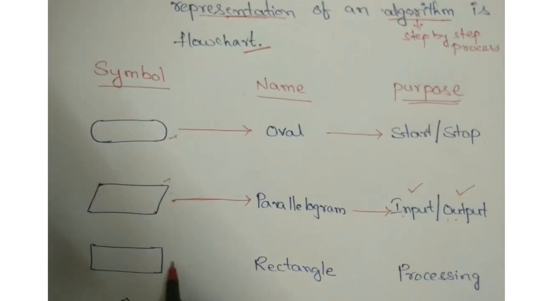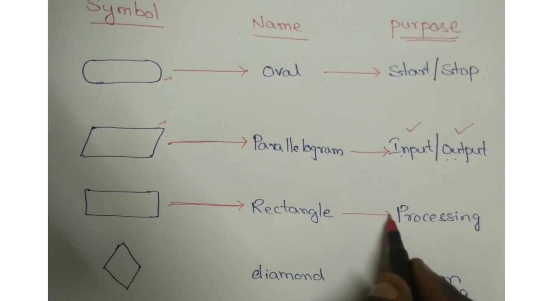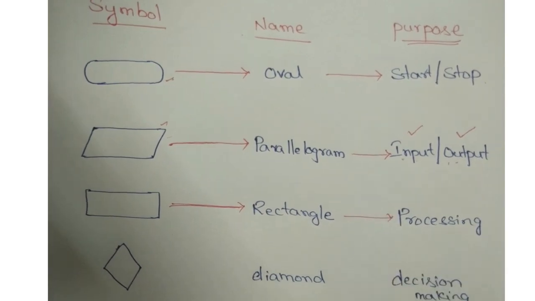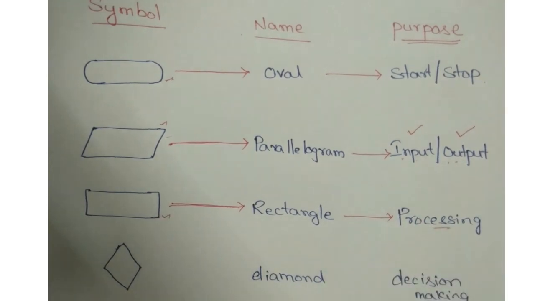And the next one is the rectangle. What is the need of the rectangle? The rectangle symbol is used for processing. Processing means we have to calculate. The main aim of an algorithm is to solve the given problem, and the procedure or processing you use to solve the given problem is shown with the rectangle symbol.